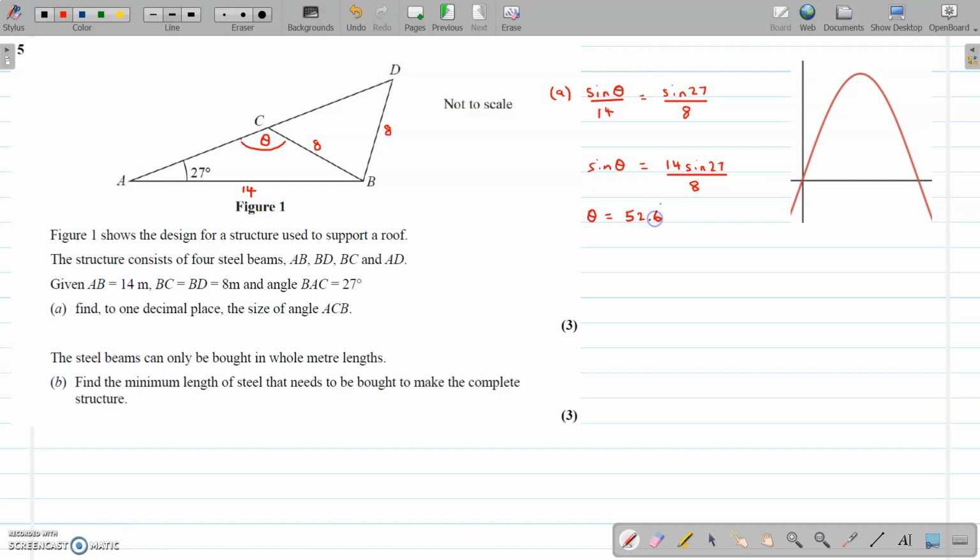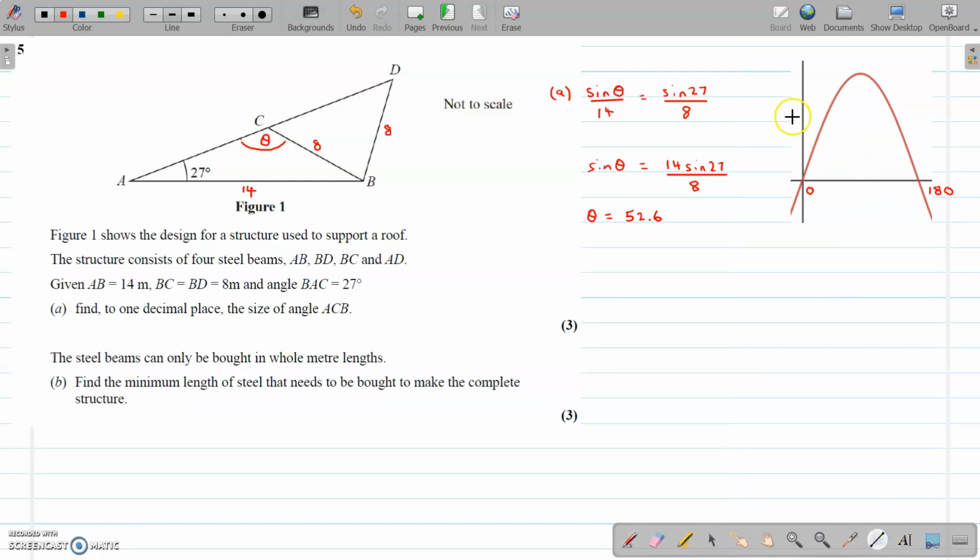Now at this point, just pause and notice that theta certainly appears to be an obtuse angle, and this is the smaller angle here. Now that's significant because you see, when you do the inverse sine of something, it will give you what we call the principal value, the one closest to 0 degrees, which is 52.6. Now this is a graph of the sine curve between 0 and 180 degrees, just a sketch of it.